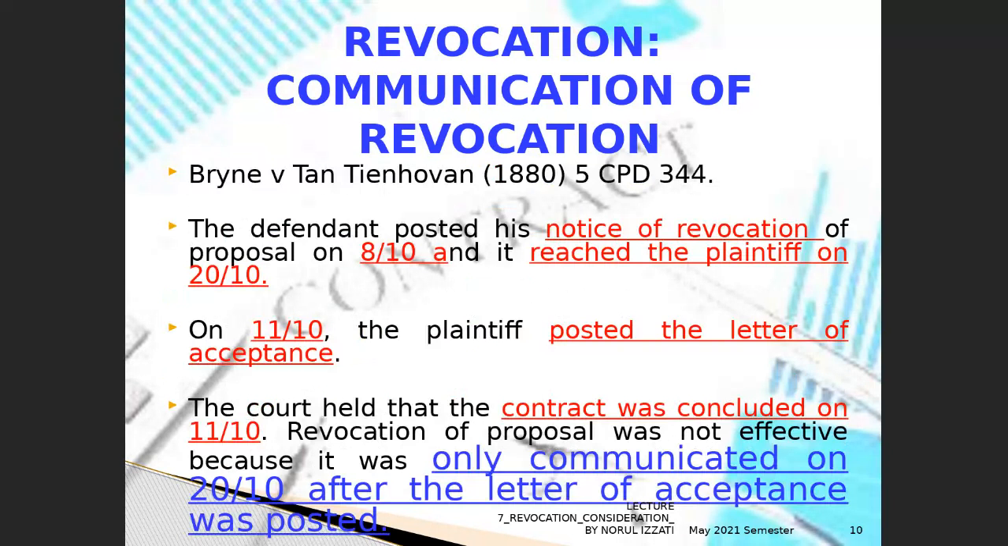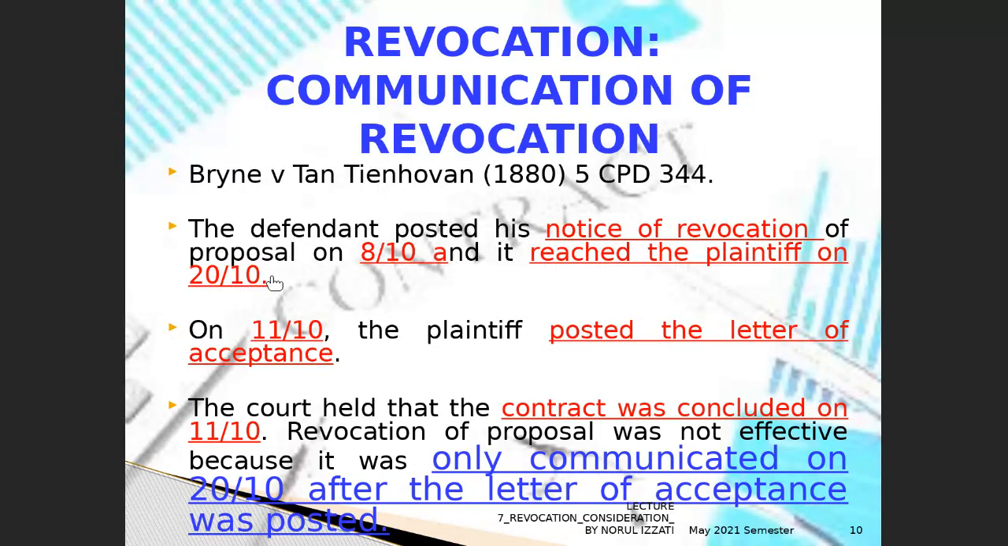Now, I would like to give one example regarding the communication of revocation, according to the contract court case. This is the original court case that we use as the fundamental reference in order to make decisions on the next issue. Look at this one carefully. The defendant posted his notice of revocation of proposal on 8th of October, and it reached the plaintiff on 20th of October.